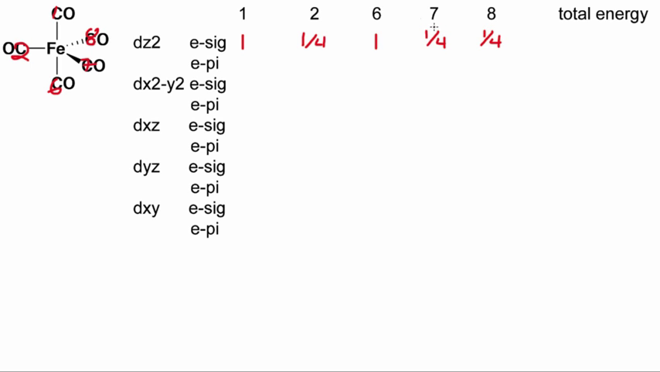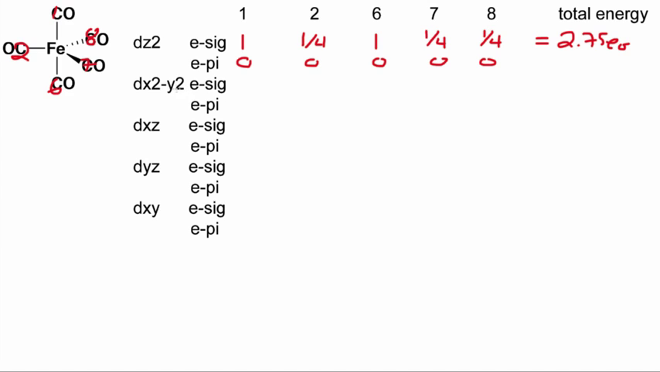These quarter contributions come from the so-called donut around the dz squared. That's where those sigma contributions come from. Next, we're going to look at the pi contributions. For dz squared, in this geometry, there are going to be 0 pi contributions in each case. The total energy for dz squared is going to be equal to 2.75 E sigma.